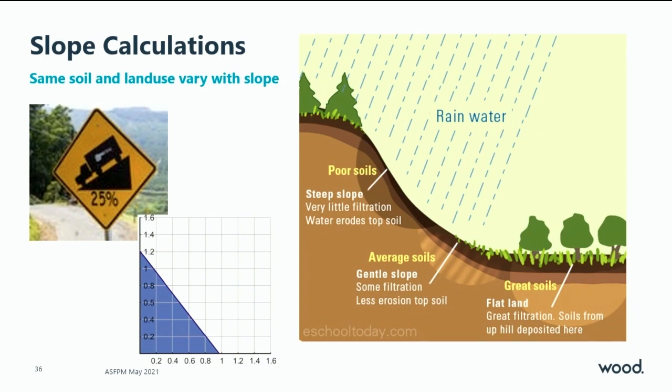The third leg on this stool to go along with soils and land use would be the slope of the ground. You could have very porous soils, but if it's on very steep terrain, the landing area might be such that the raindrop just can't hang out there long enough to infiltrate. So slope is a very vital component associated with the timing of rainwater runoff.